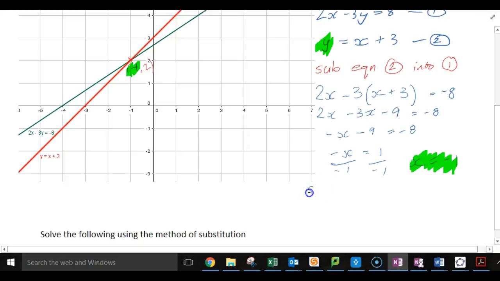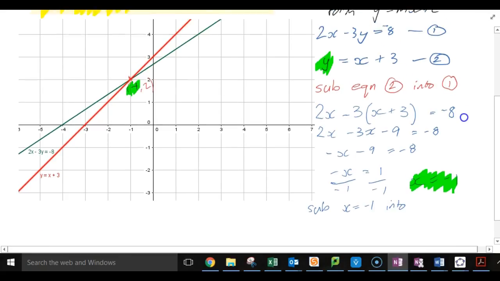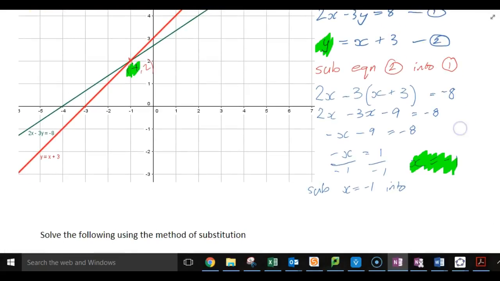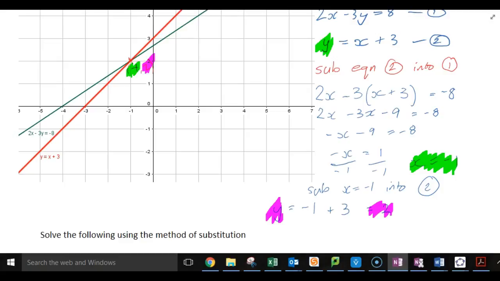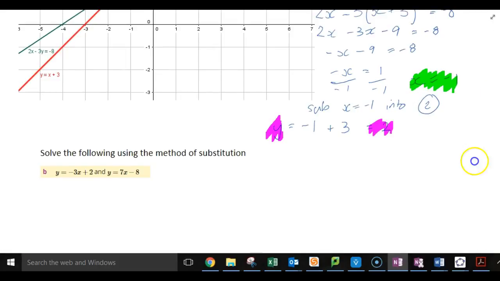Now, to find y, we simply substitute this value back in. So we sub x equals negative 1 into, and either of these equations will work, but equation 2 is quite a bit easier than equation 1. So y equals x plus 3, y equals negative 1 plus 3, which is going to equal positive 2. You should be able to see that we've now got y equals 2, which is what we found as our graphical solution in the first place. That is example 1. I'll go on and do another one down here.